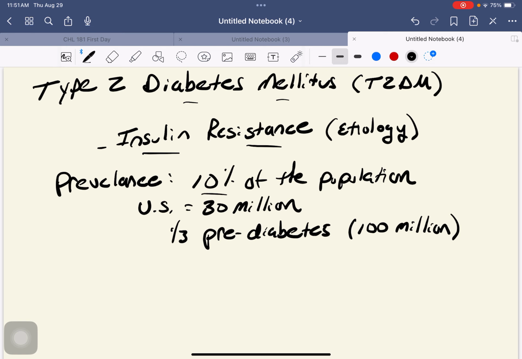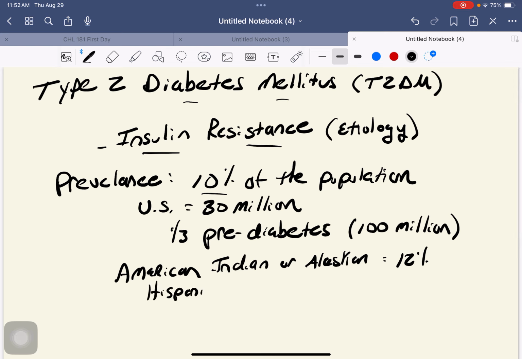What we see, individuals who are of the American Indian or Alaskan native heritage, we're seeing higher rates. We're seeing maybe upwards of 12% of the population, right? The Hispanic population is higher than that 10%, right? Maybe 11 or 12, maybe 11.5%, right? Asian population, about 9%, that's a little bit lower. The black population, African American population, is about that 12, 13% maybe, right?